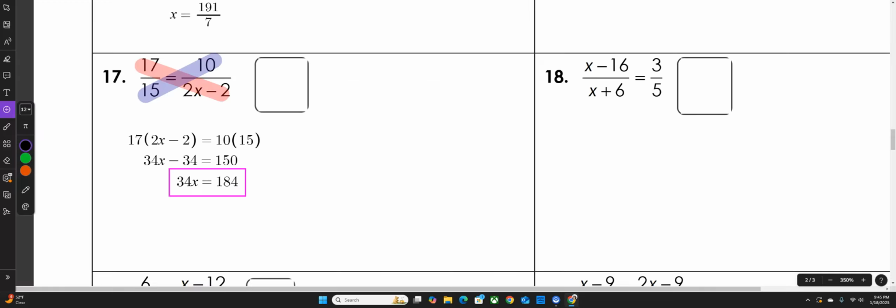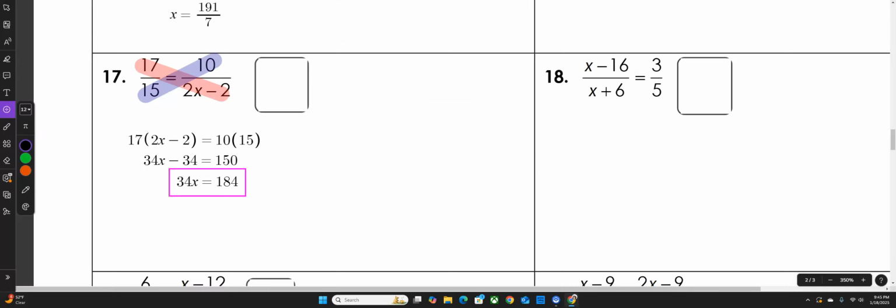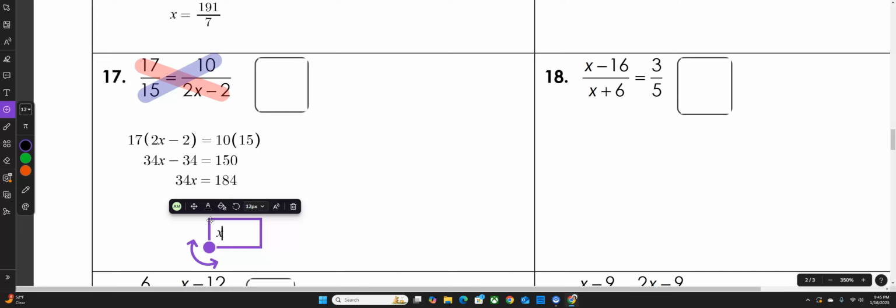And 184 divided by 34. Whoops, I keep doing that. Is divided by 34. Okay. We get 5.41 or 92 over 17. Again, I like exact answers, so I'm going to leave it as the fraction.